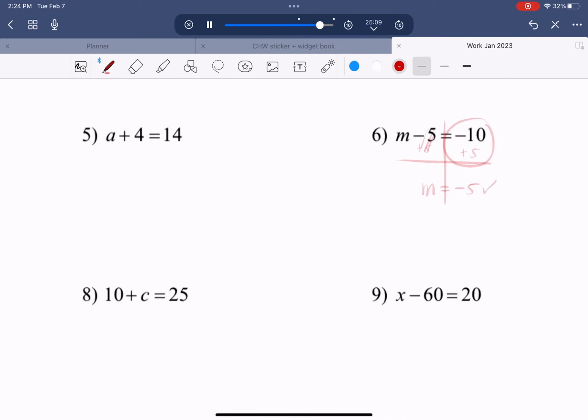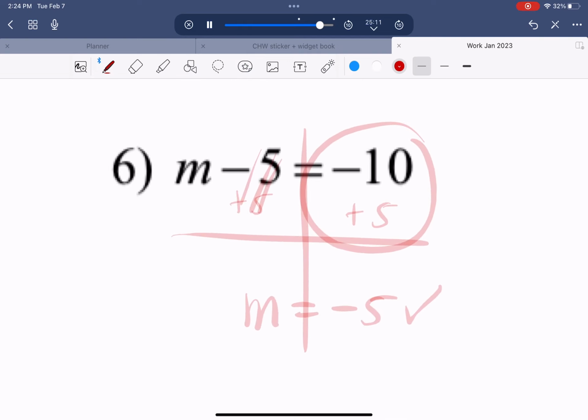Okay, the back of it, well, we'll do one more. 6. M is on the left. I need to move the 5. It says minus 5, so the opposite is to add 5. On the calculator, you get M, comes down.